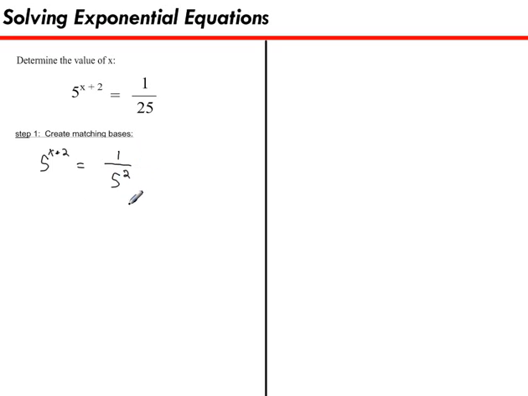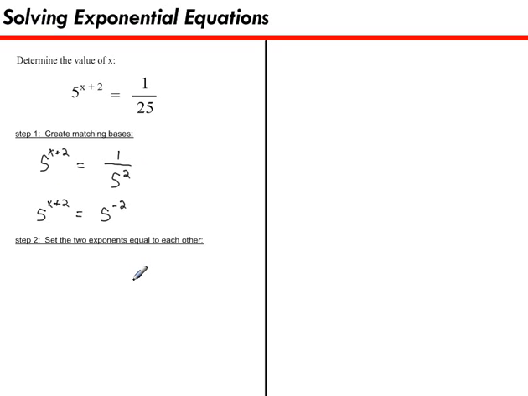So one of the rules of exponents will let me do that. I need to make this a negative exponent. So my next line is going to look like this. The left side stays the same, but to flip this base, I have to make my exponent negative. There we go. Now I have a 5 on the right side and a 5 on the left side. Now we can move on to step 2 where we actually solve for x.